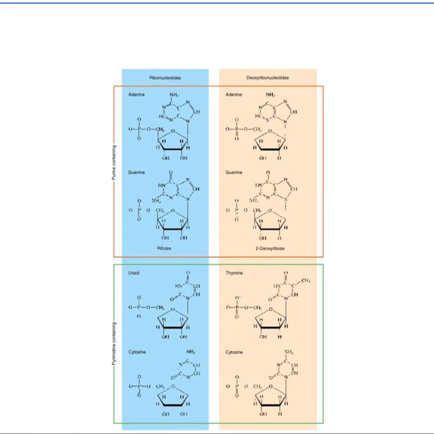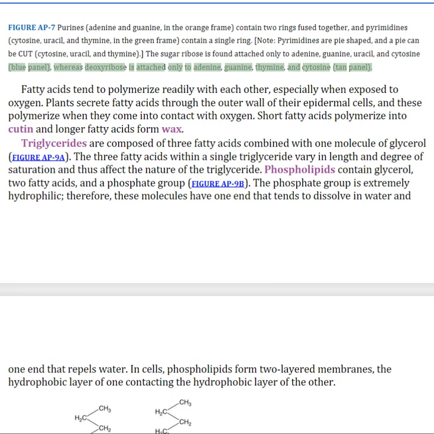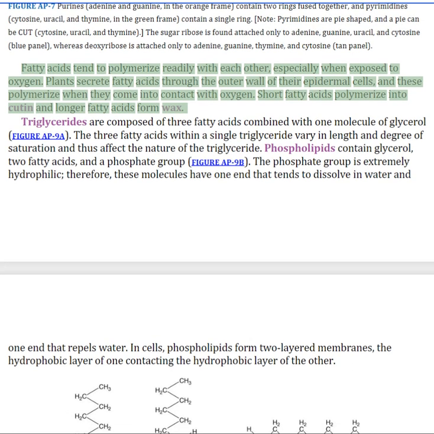Figure AP-A7. Purines contain 2 rings fused together, and pyrimidines contain a single ring. The sugar ribose is found attached only to adenine, guanine, uracil, and cytosine, whereas deoxyribose is attached only to adenine, guanine, thymine, and cytosine. Fatty acids tend to polymerize readily with each other, especially when exposed to oxygen.